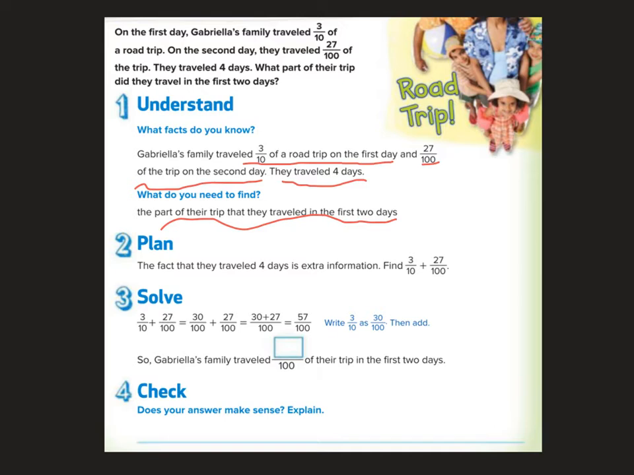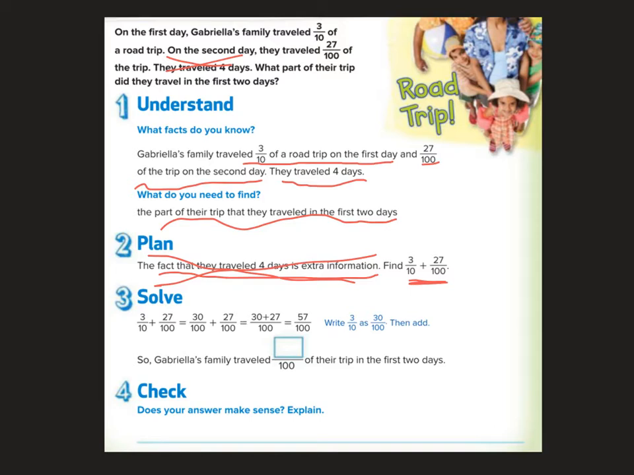So our plan is that the fact that they traveled 4 days is extra information, right? We don't need to know that. In order to figure out how much they traveled, we only need to add 3/10 and 27/100. So the extra information was the 4 days, and that always messes kids up, let me tell you. Because they say, well, I should have to use that for something. And so then they try to create different ways that they should use that, and just don't do it. Sometimes you just need to say, that does not mean anything. X it out. We don't care about it anymore. It does not help us solve the problem.